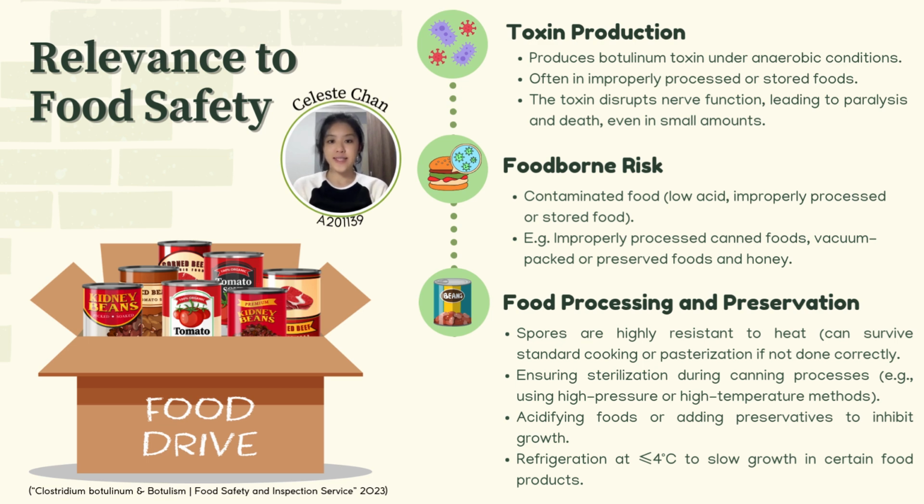Furthermore, food processing and preservation also contribute to food safety, as the spores are highly resistant to heat, meaning that they can survive standard cooking or pasteurization if not done correctly. Thus, it is important to ensure sterilization during canning processes, like using high pressure or high temperature methods, besides acidifying foods or adding preservatives to inhibit growth, and lastly, refrigeration at below 4 degrees Celsius to slow growth in certain food products.